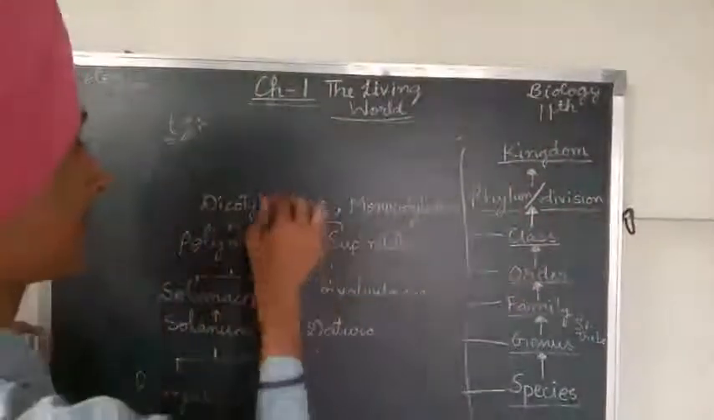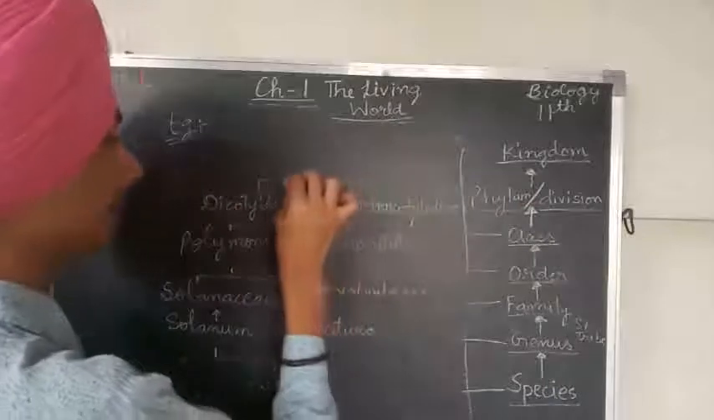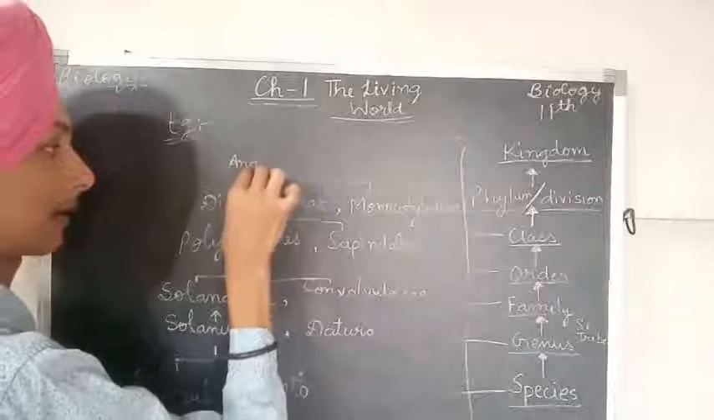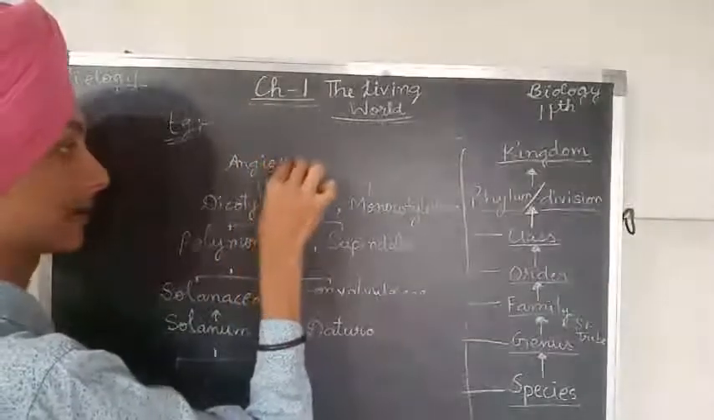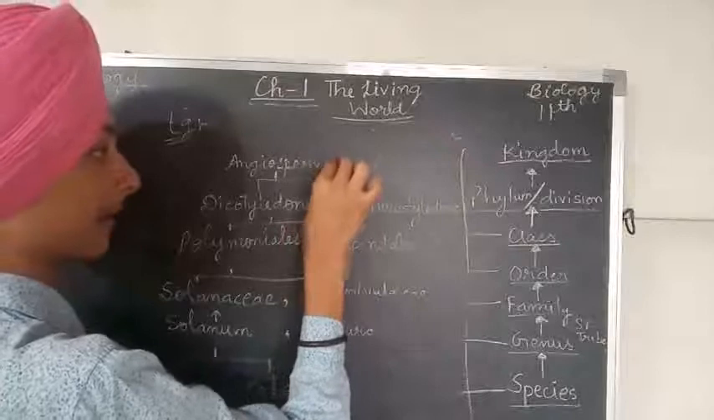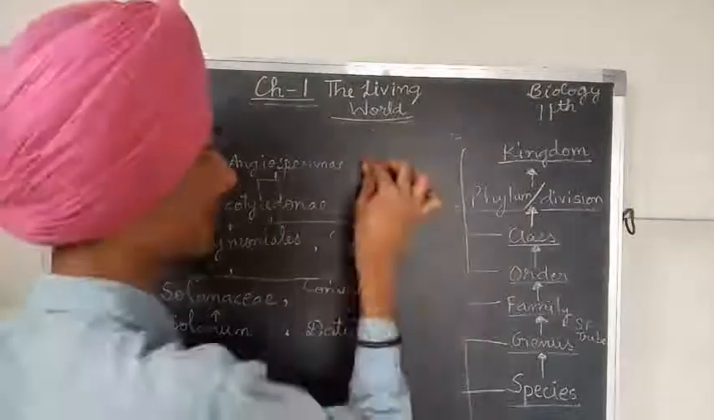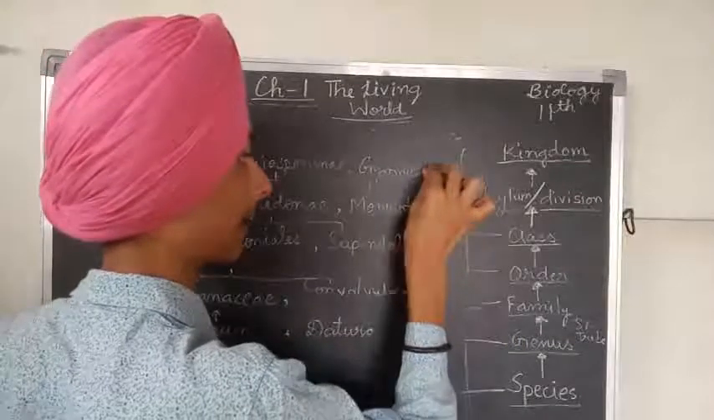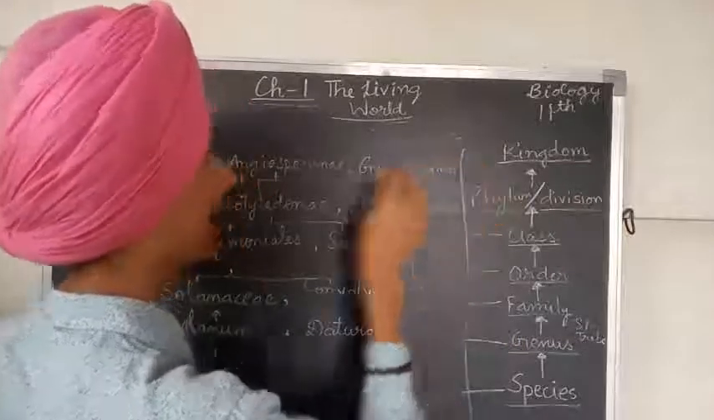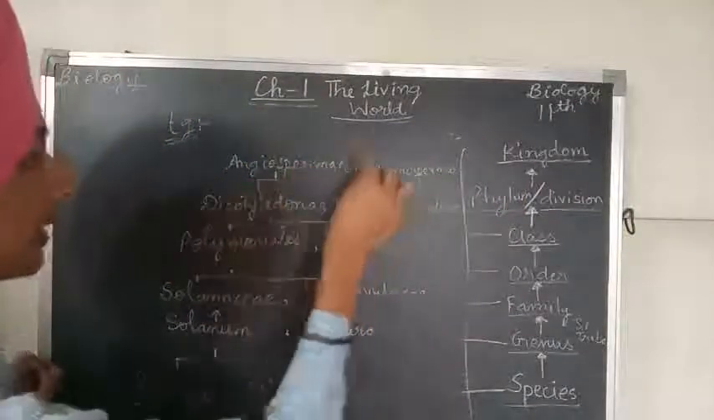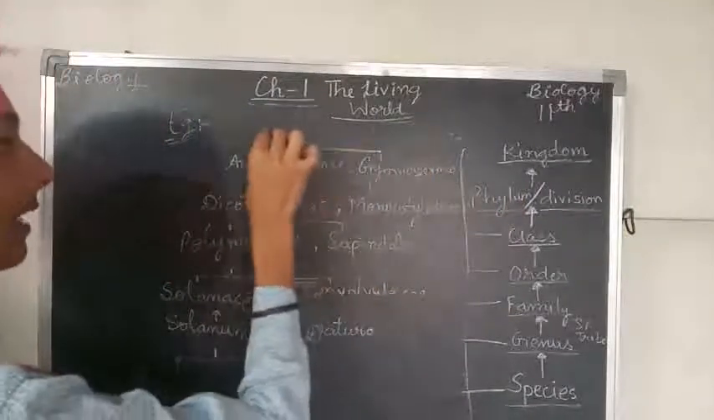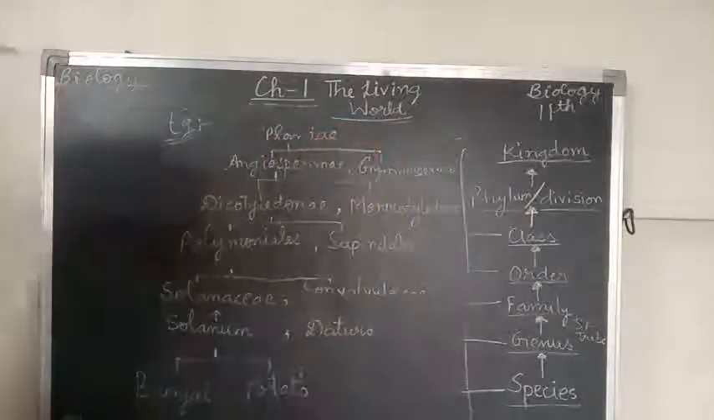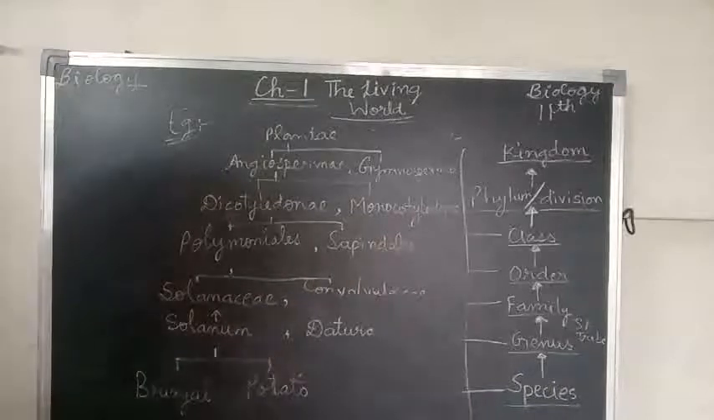Both of these come under the phylum Angiospermae. And another example of phylum is Gymnospermae. And these two phyla come under the kingdom Plantae. So we discussed plants as examples.